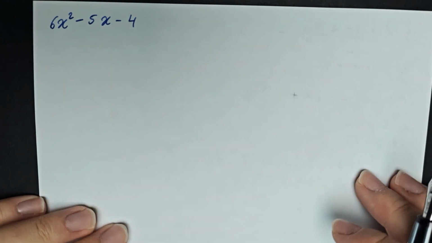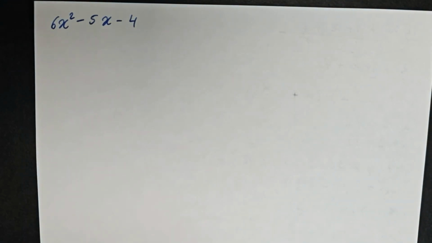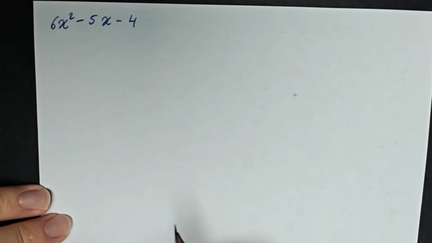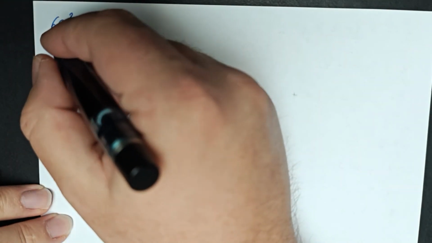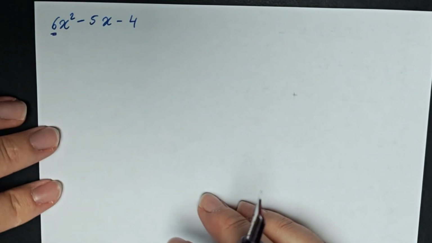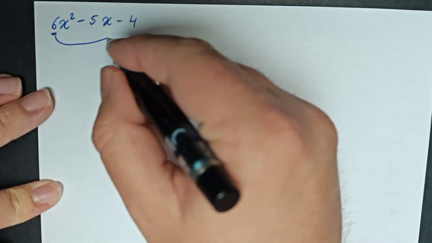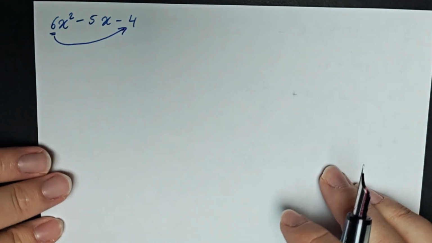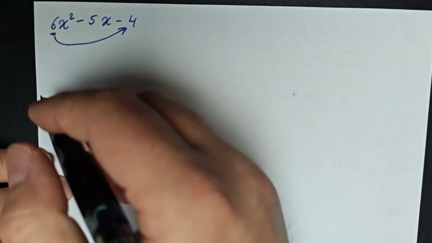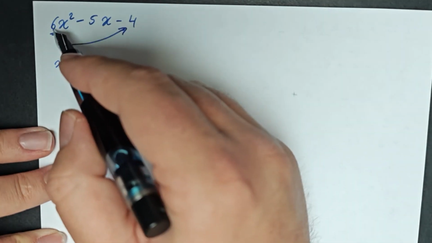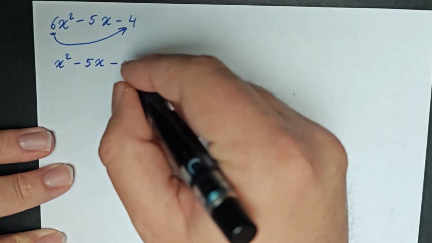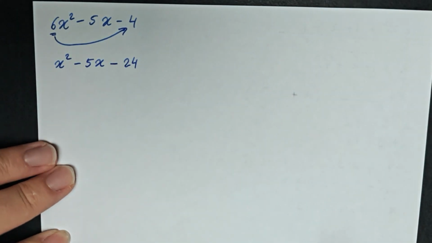We're going to apply the same method here. We're going to follow the same path which was followed in the first example. So we are going to take the leading coefficient, number 6, and multiply it with the free member, which is negative 4 in this case. That way we get x squared minus 5x, and 6 multiplied by negative 4 is negative 24.